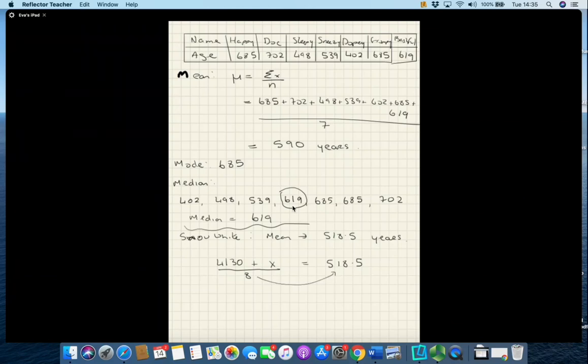Let's bring it up and multiply. That is 4148, and then subtract off 4130. And I got Snow White was 18 years of age. So just sub in X for whatever value you have and let it equal the mean. That one comes up a little bit often, so it's good to know how to do it.